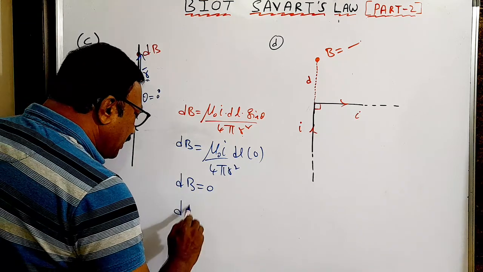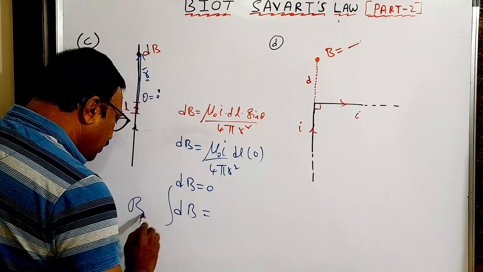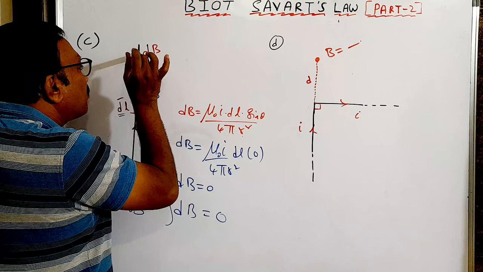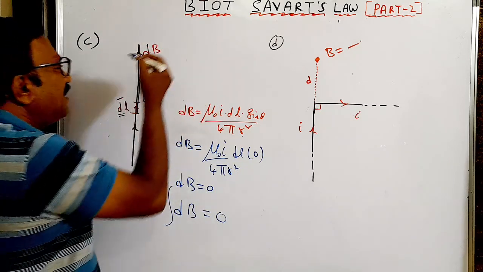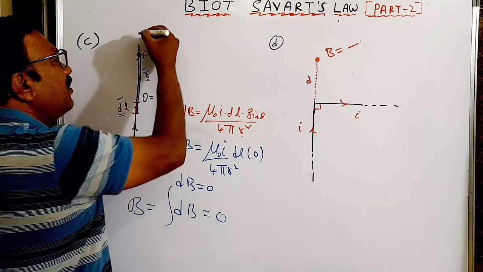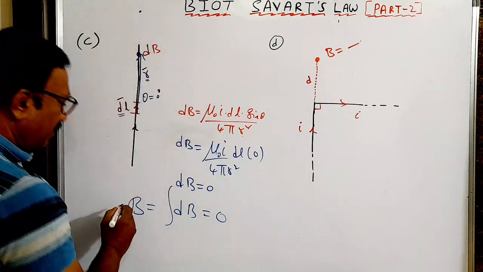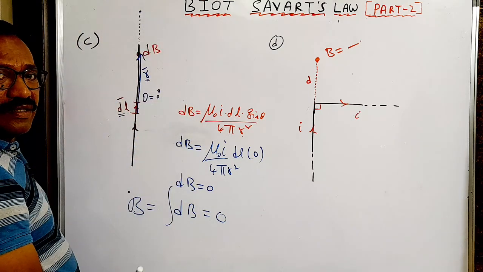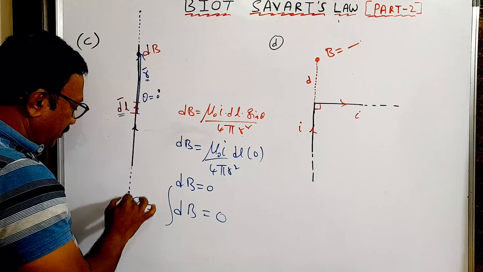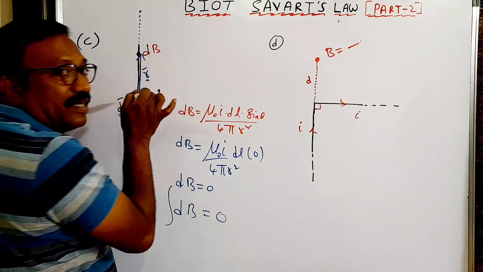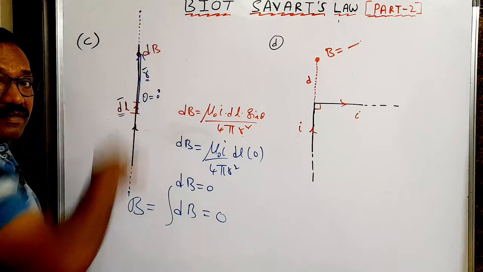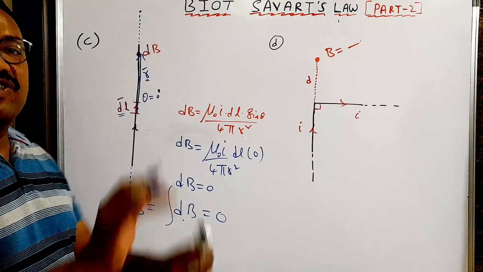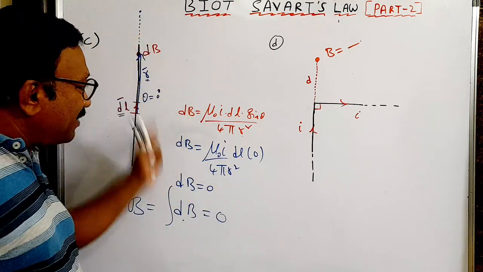So then what is integral dB, the total field? That is also 0. So the magnetic field due to this total wire at this point is 0. See this concept: where you are determining the magnetic field, I can take it here also, somewhere here also. So this is a point on the line, not only on the wire, on the line of the wire. On the line of the wire, everywhere the magnetic field is 0, which is very important. I am going to apply this now. Check.